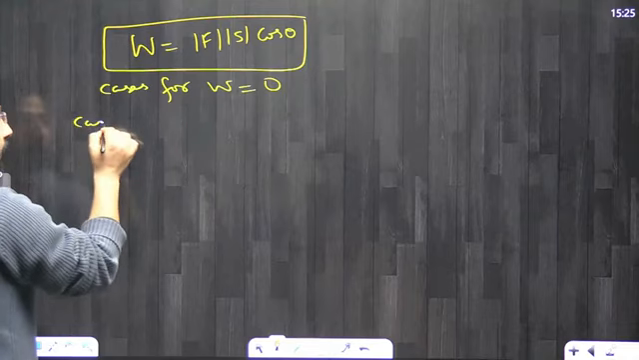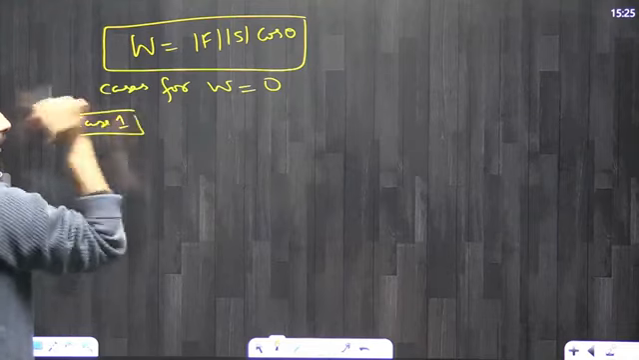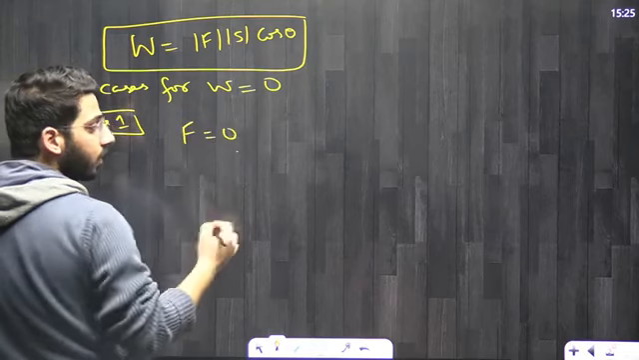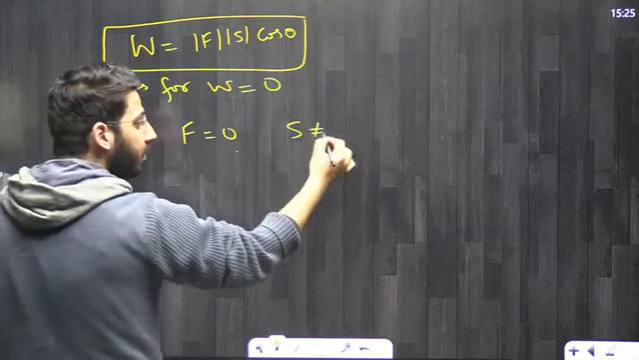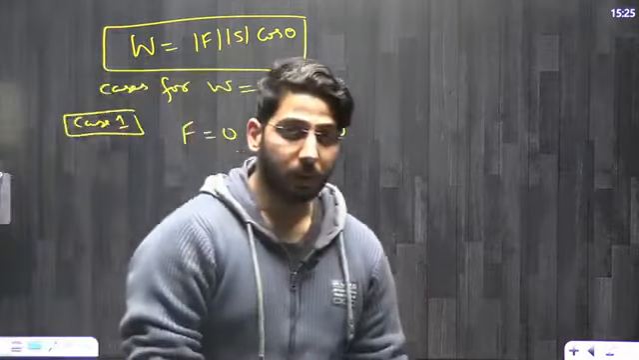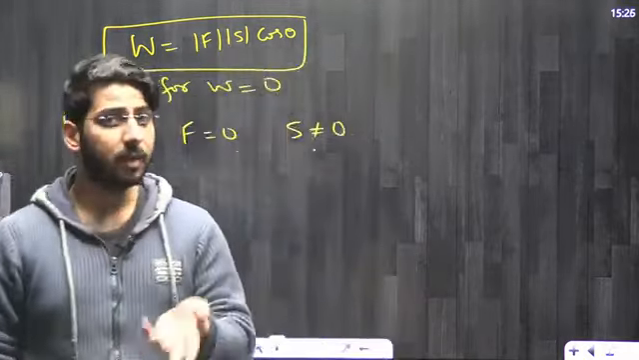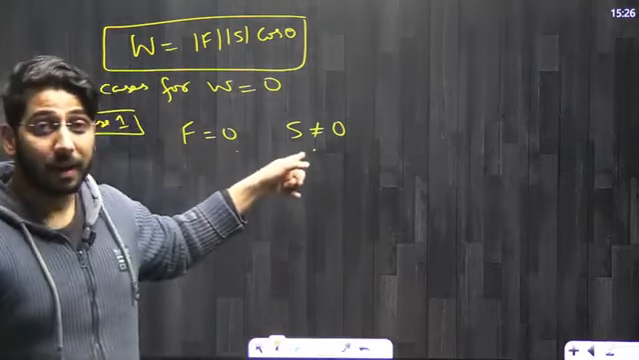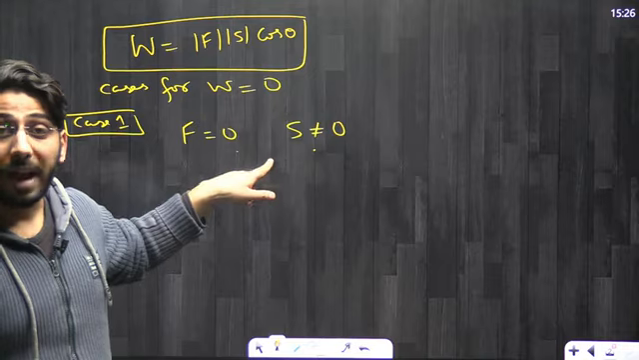Case 1. What is case 1? Case 1 could be that force is equal to 0 and displacement is not equal to 0. Force is 0 but displacement is not 0. Is this possible? Yes, obviously this is possible. How? Because force is not required for displacement. Force is required for acceleration.